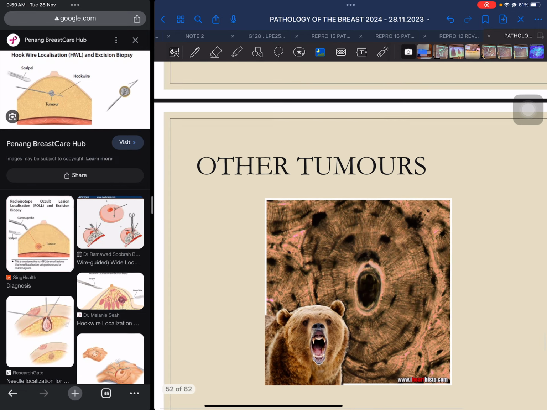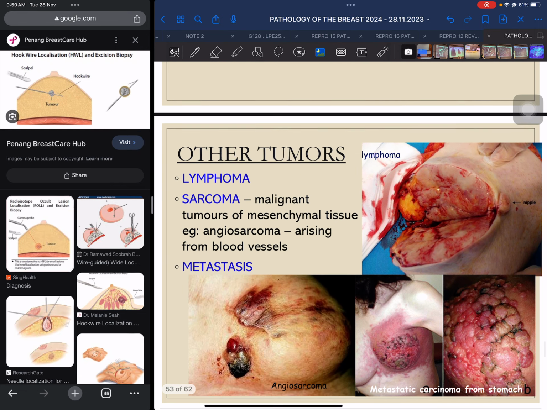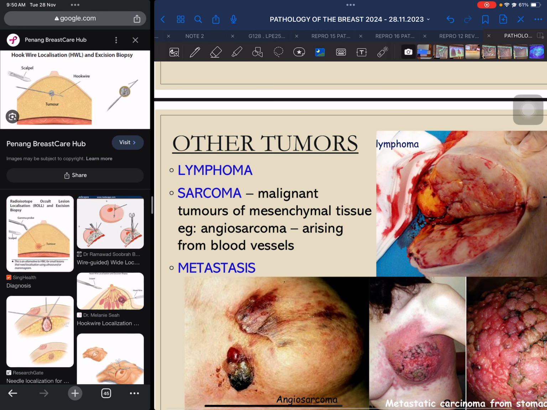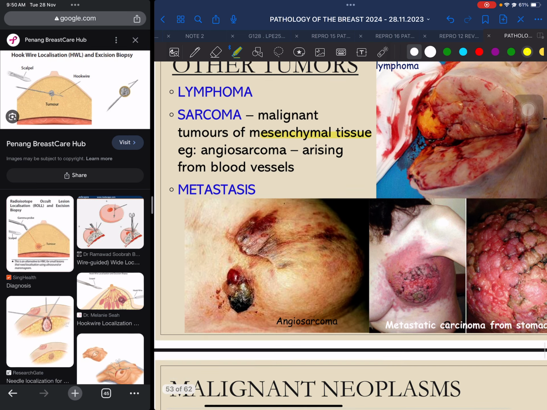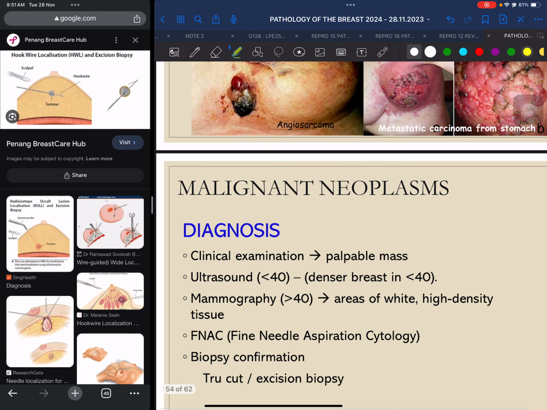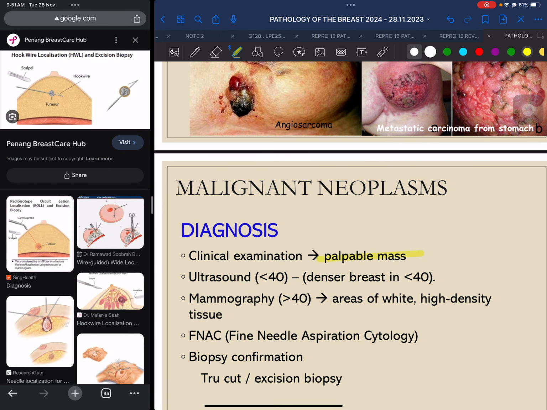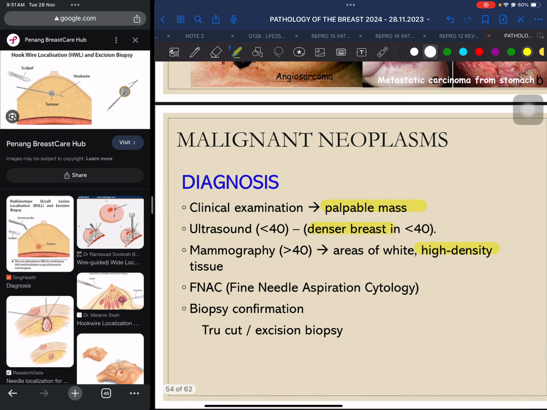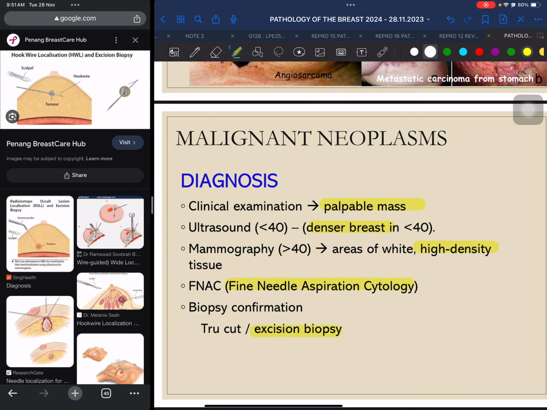Okay, but there are other types of tumors that can arise from the cells that are present inside the breast. Remember, the breast also has inflammatory cells, fat cells, and small muscle cells. So tumor can also arise from those components. So you can get lymphoma and sarcomatous malignancy in the breast as well. You can get angiosarcoma, a tumor that arises from the blood vessels in the breast. Or you can get metastasis from other organs that metastasize to the breast. So it is still possible.